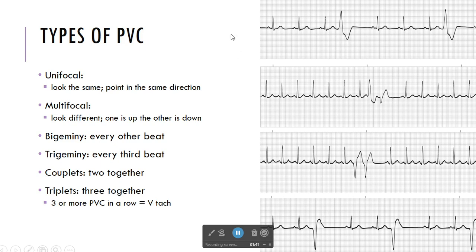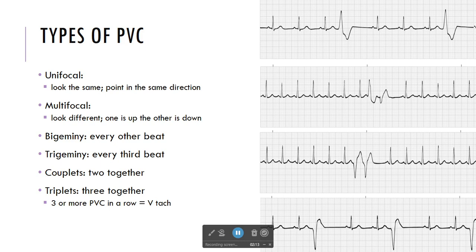So let's talk about types of PVCs because we do describe these with lots of words. Unifocal means they all look the same. So in this first strip, I have 2 PVCs, and they are unifocal PVCs because they look the same. They are coming from the same area in the ventricle. Multifocal means they look different. So one will point up and one will point down, and that is multifocal, which means you have more than one area of the heart that's irritable, and that is much more concerning than unifocal.